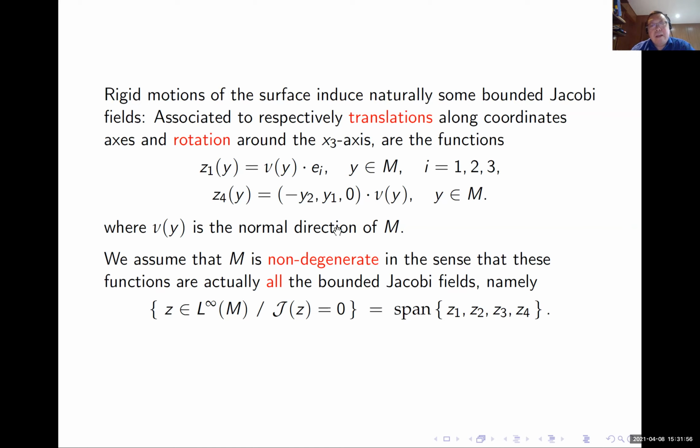I call nu of y the normal direction. Now we assume that M is non-degenerate if these are the only Jacobi fields. This is what we need, this assumption. So these are the only Jacobi fields in the kernel. So only rigid motions.